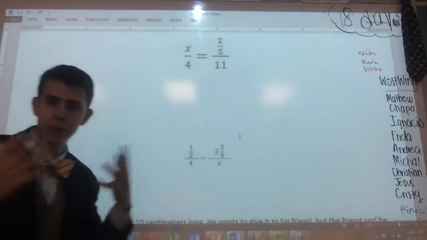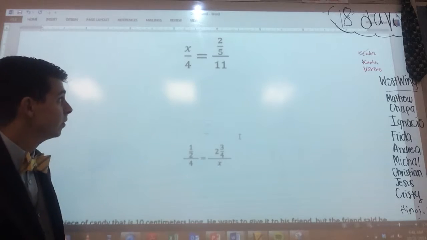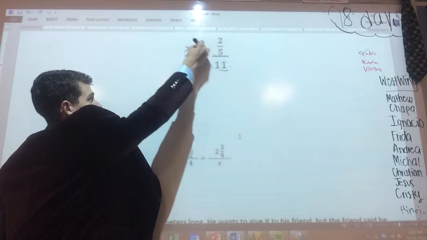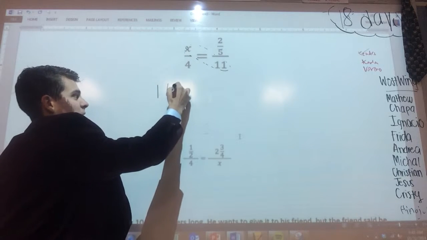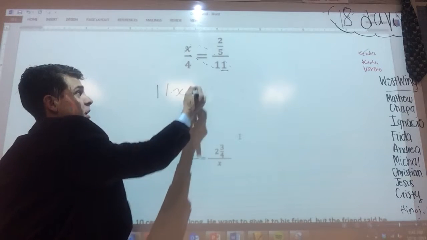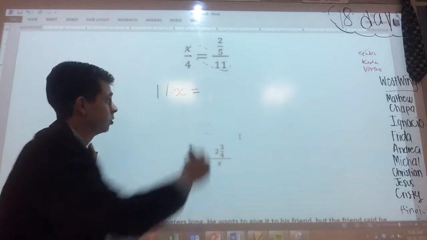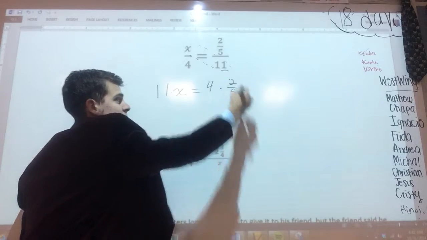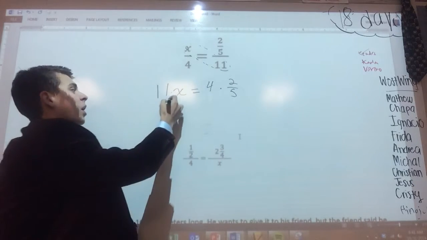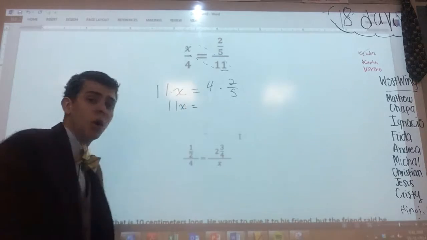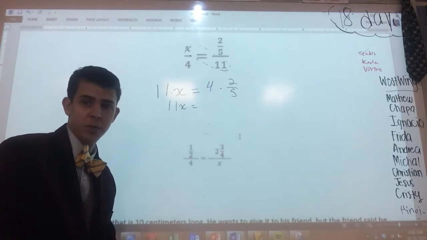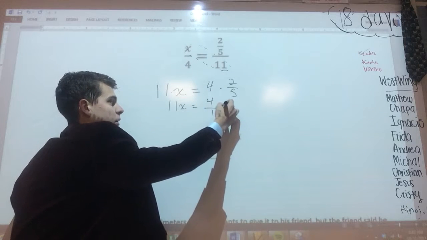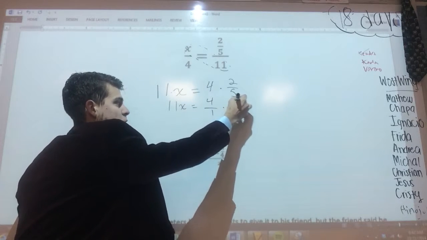Here it gets a little bit more complicated because of the fractions, but we're still going to multiply this one here, 11 times x, and that's going to be equal to 4 times 2/5. Okay, so now we have 11x is equal to, when I'm multiplying a whole number by a fraction, I'm going to have to write that whole number as a fraction. So it'll be 4 over 1 times 2 over 5.